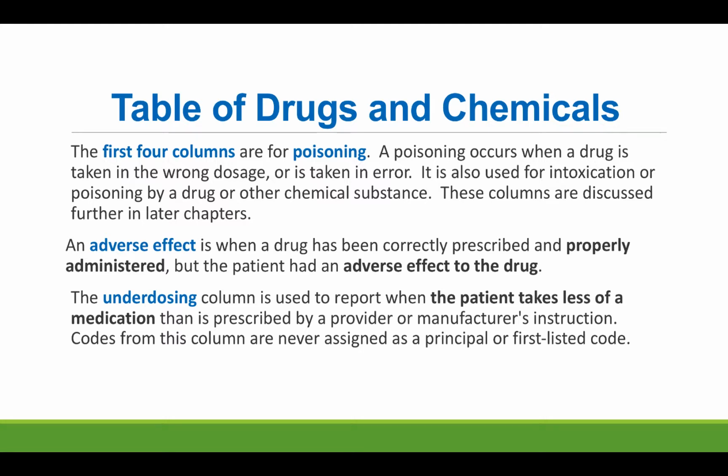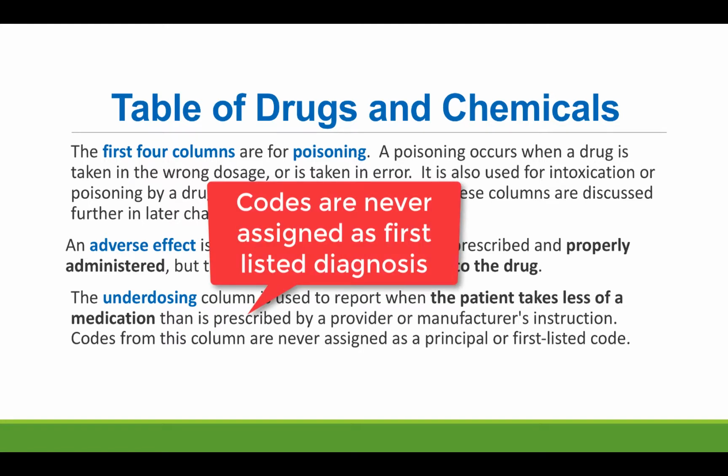An adverse effect is when a drug has been correctly prescribed and properly administered, but the patient had an adverse effect to the drug. The underdosing column is used to report when the patient takes less of a medication than is prescribed by a provider or manufacturer's instruction. Codes for this column are never assigned as a principal or first listed code. Make a note of that.